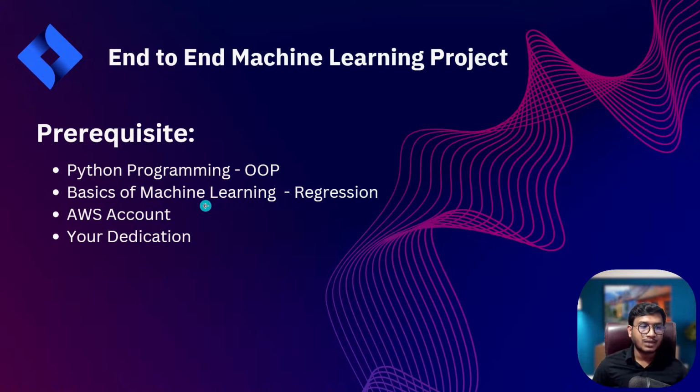is a regression problem statement. Then you should have one AWS account, because I'm going to deploy this project on the AWS Cloud. In future, I will also show you how we can use Azure Cloud and GCP Cloud. All the clouds we will be exploring, but the first cloud we'll be using is AWS. If you don't have an account, try to create one. Initially, it will give you $300 credit, and this is enough for you.